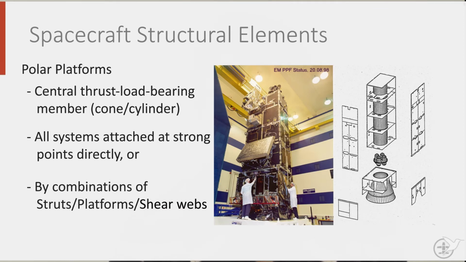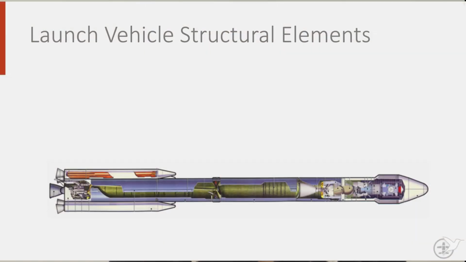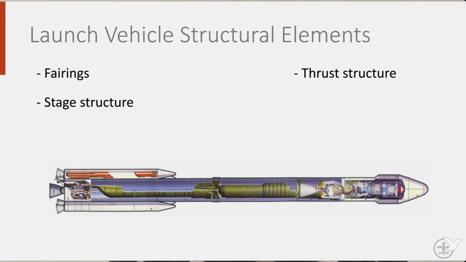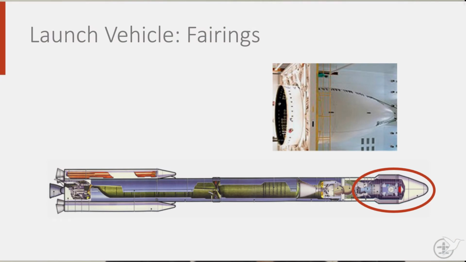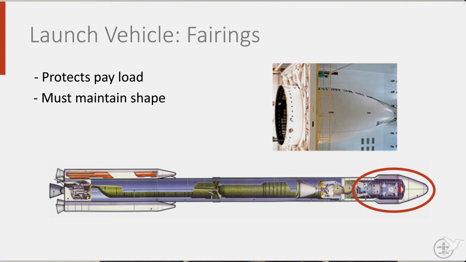If we take a good look at a launch vehicle such as this one here, we can distinguish four main structural elements: the fairings, the stage structure, the thrust structure, and the adapters. Let me discuss each element one by one, starting with the fairings. Fairings have as their main function to protect the payload during the launch from the aggressive environment around it. They must maintain their shape and are therefore often designed as shallow, stiffened structures.